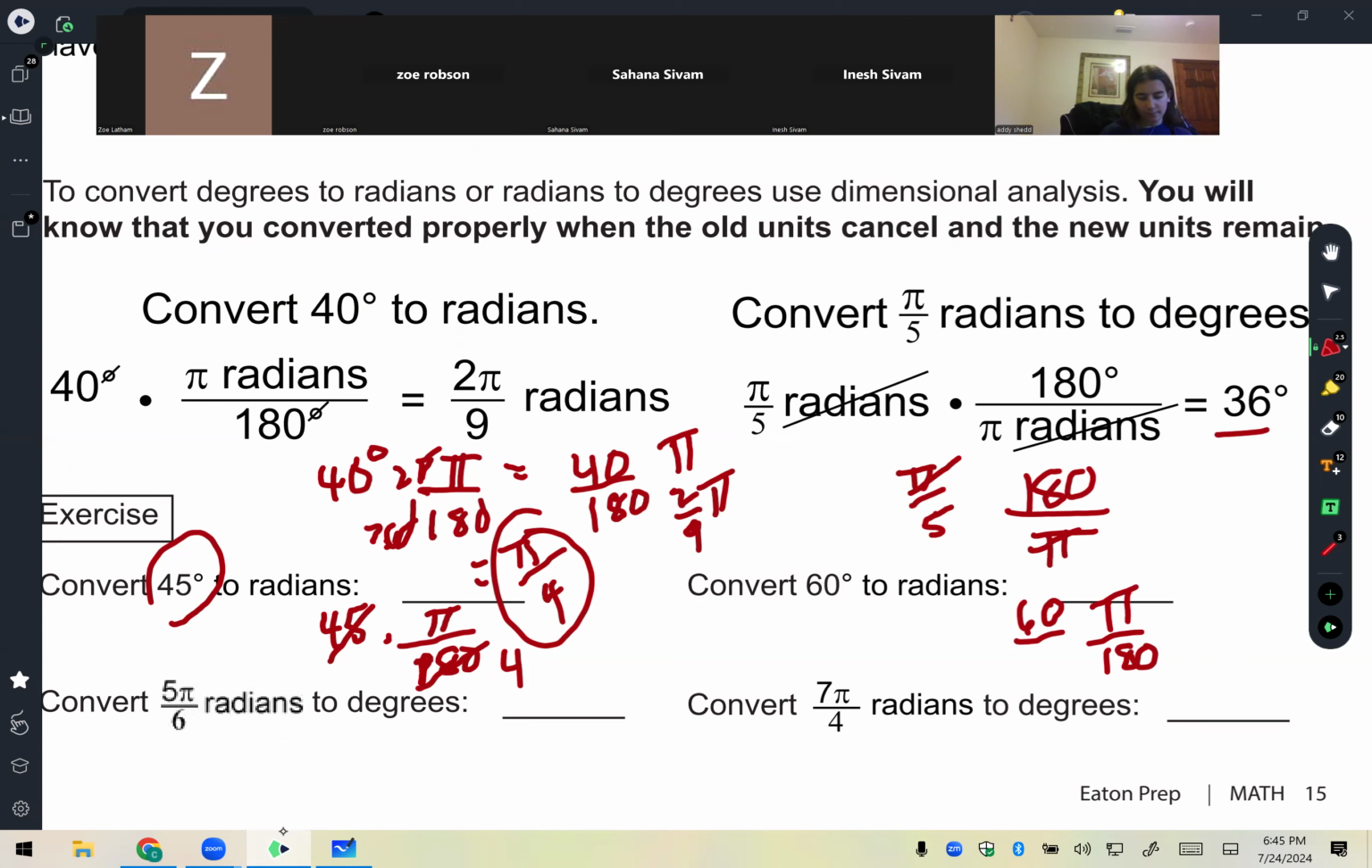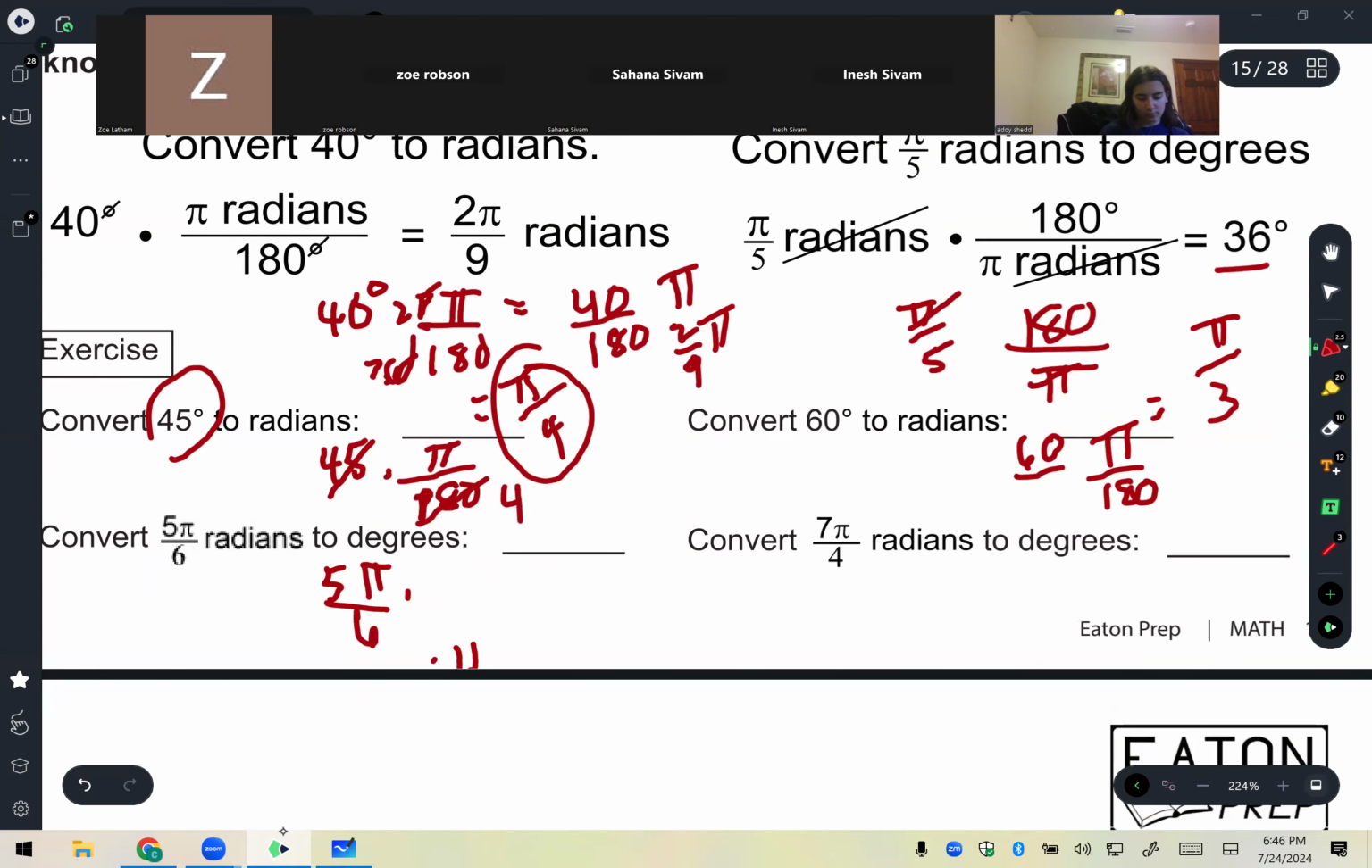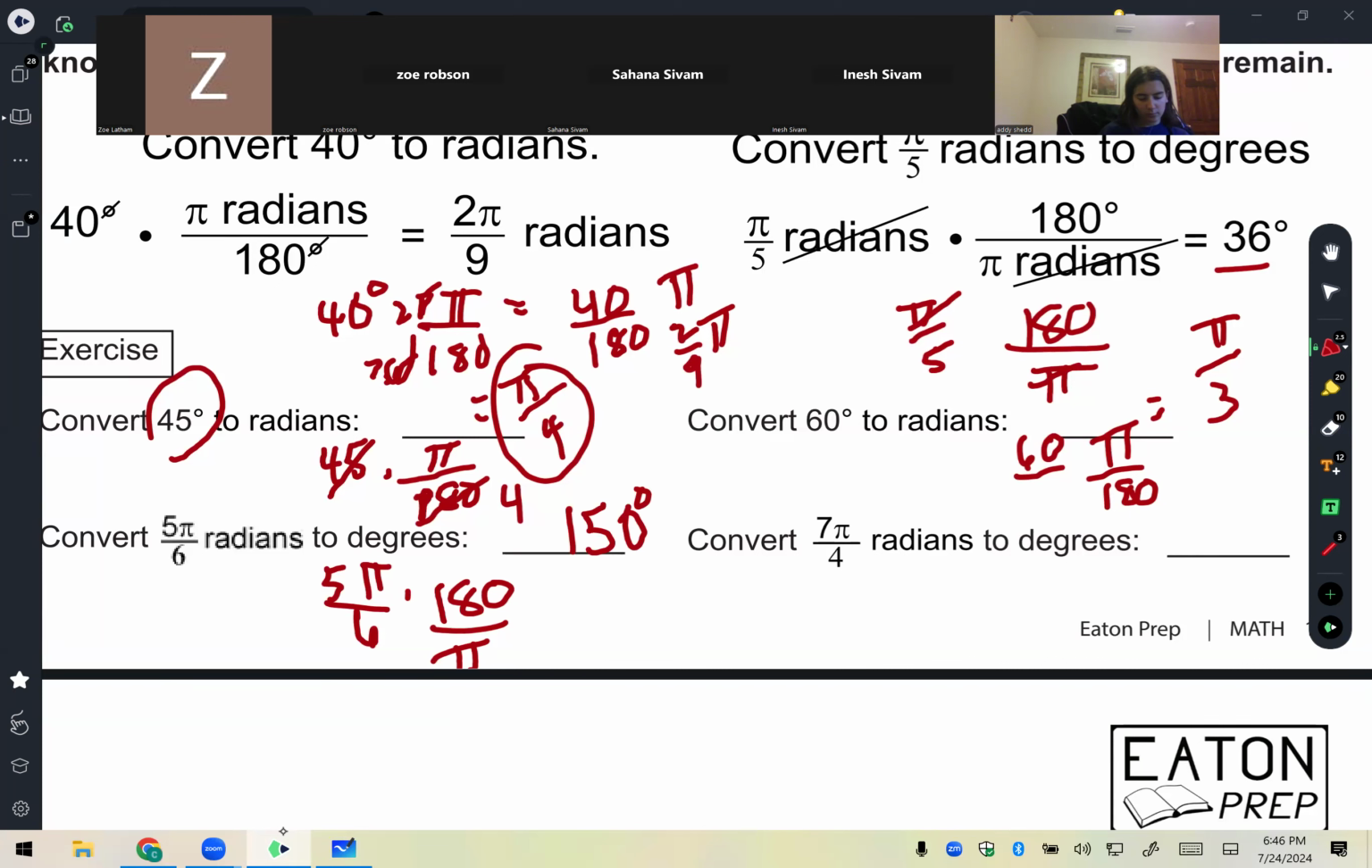Okay, so this would just be pi over 3, or 1/3 pi. Okay, 5 pi over 6 radians. If we're changing that to degrees, times 180 over pi. And so this one would be 150. And so 7 pi over 4. Pi is 180, so 7 times 45 would give us 315.